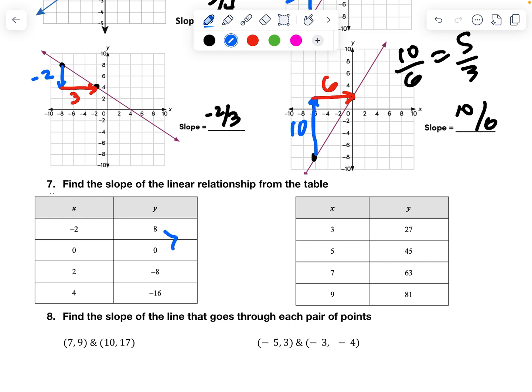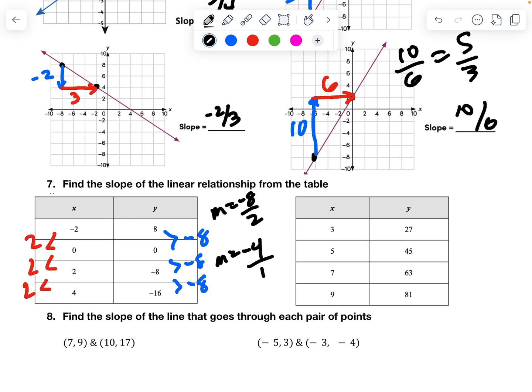All right, slope from a table. Change in y. That's going down 8. Down 8, down 8. If you forget, you subtract. Up 2, 2. So my slope on this one is -8 divided by 2. -8 divided by 2 is -4 or -4/1.